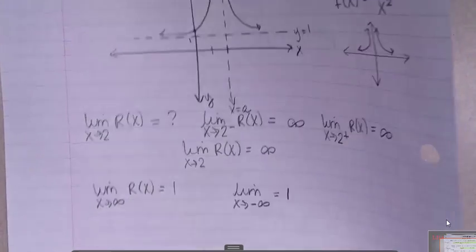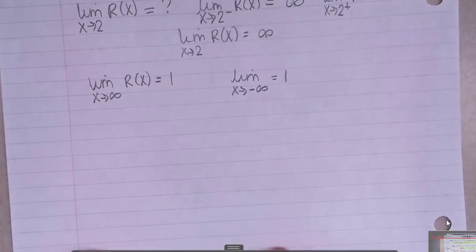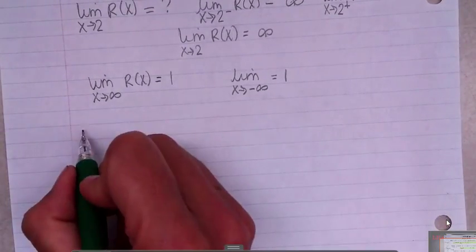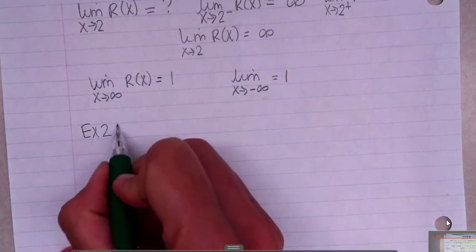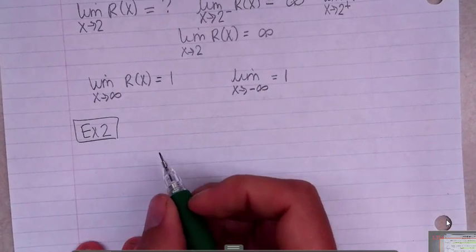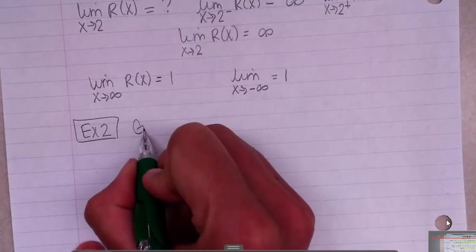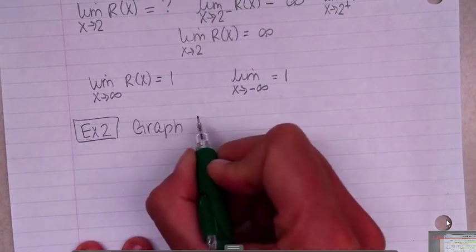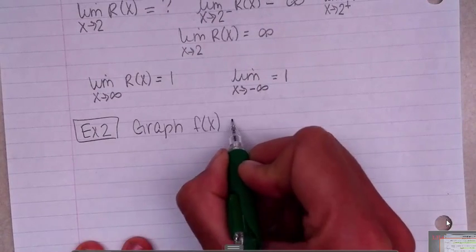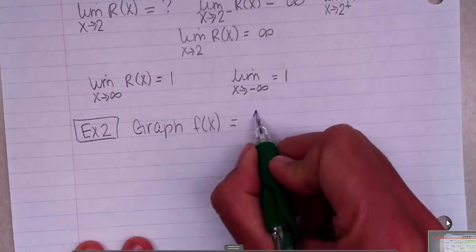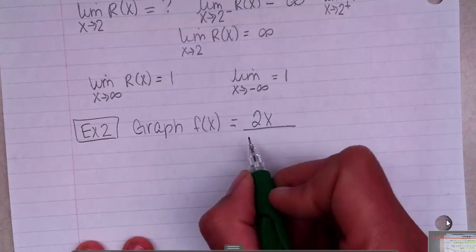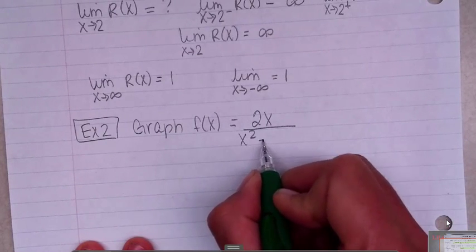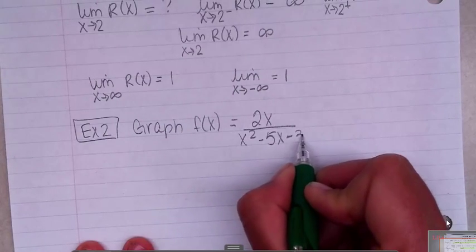All right, let's do another example. Example 2. So we are going to graph f of x equals 2x over x squared minus 5x minus 3.